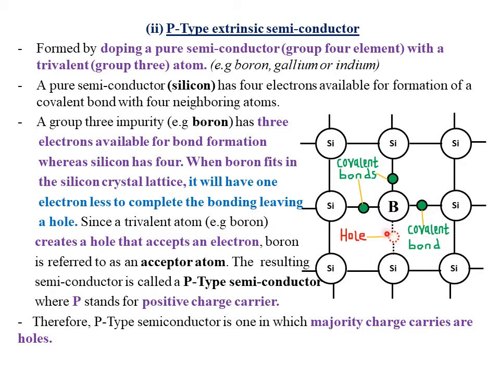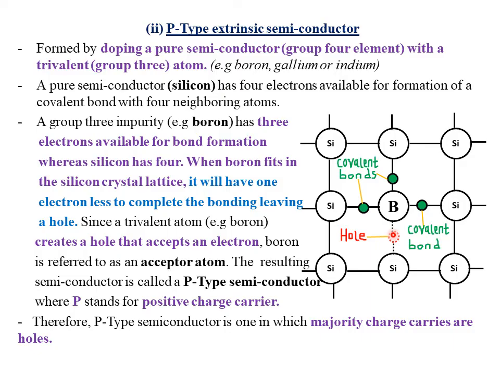So we are going to remain with a hole on one side of this particular boron, because boron only has 3 valency electrons, whereas silicon has 4. So there is going to remain a hole without a boron valency electron. So when boron fits in the silicon crystal lattice, it will have 1 electron less to complete the bonding, leaving behind a hole. So this particular hole is the one that will be responsible for electrical conductivity, because it can easily accept an electron.